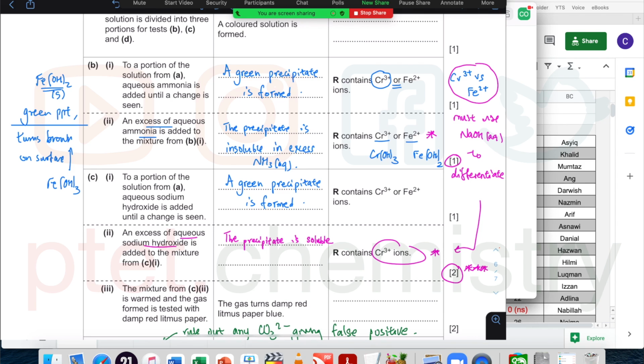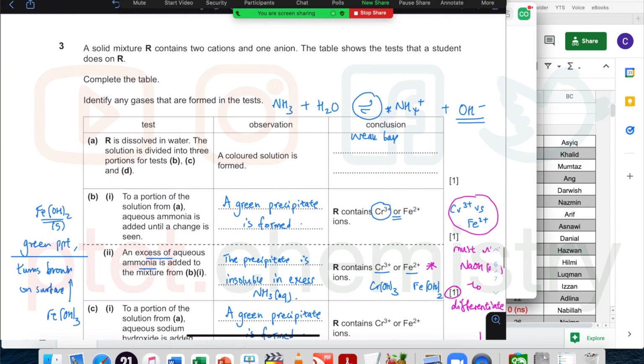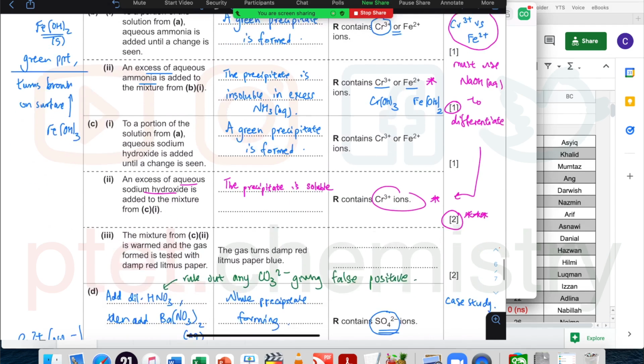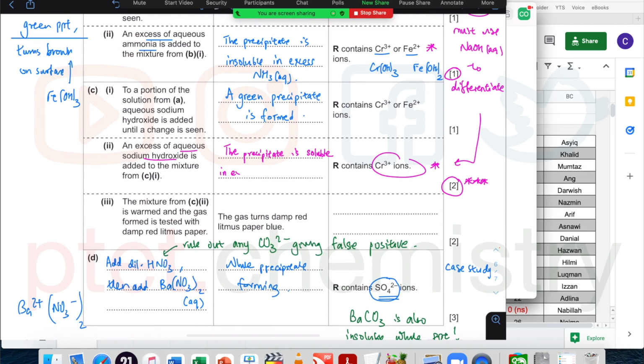You have to write down what you see. You actually did this practical, okay? You saw this green precipitate, you saw it dissolve. When it dissolves in excess, you will get a colored solution. The question is, what is the color of the solution that you get? Okay, this is soluble in excess NaOH aqueous. And then what do you see? That is your 1 mark: to form green solution.